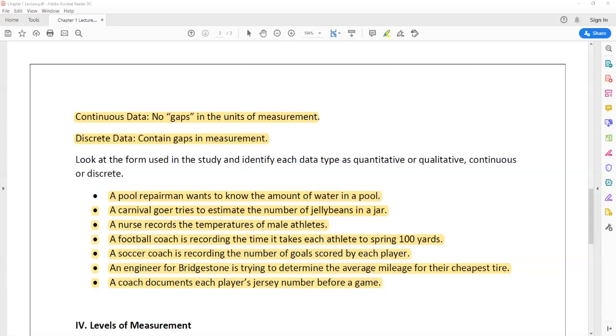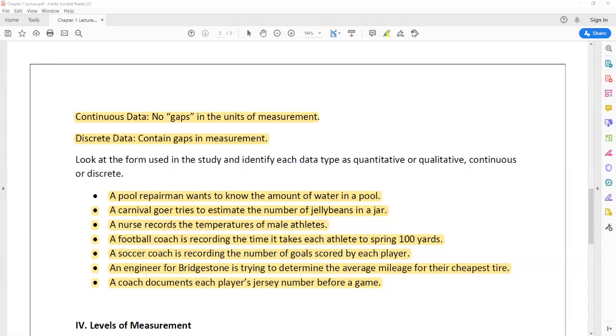What about a nurse recording the temperature of male athletes? Well, that's going to be a quantitative measurement because we could figure out the average temperature, right, for the football team. We could actually take the temperatures of all of the players and we could average those together. And so that's going to be quantitative. And we know that it's continuous because temperatures do not jump from one number to the next. You do not go from 94 degrees automatically to 95 degrees. You have to pass a whole spectrum of numbers. So for the nurse, that's going to be quantitative and continuous.